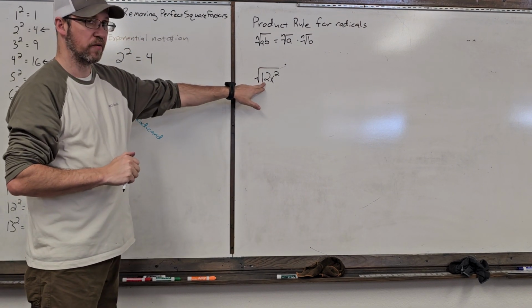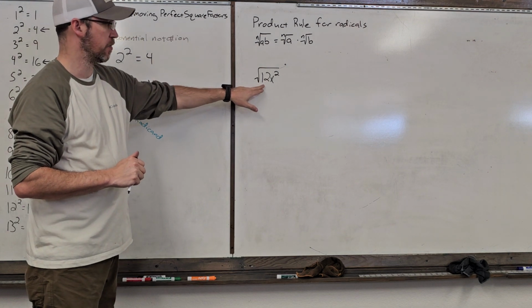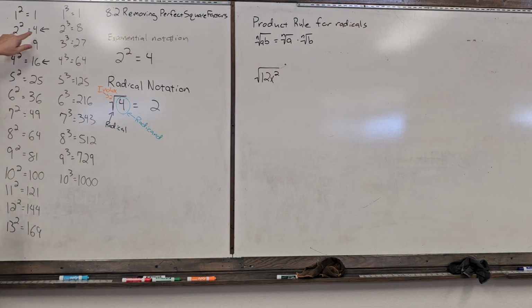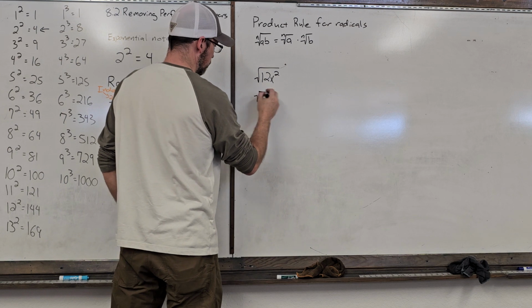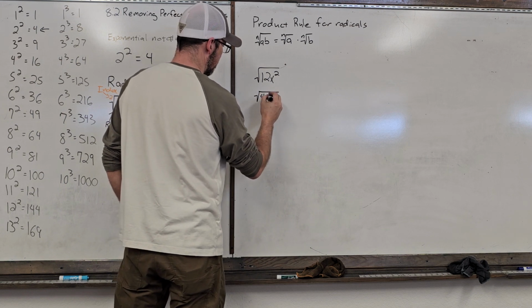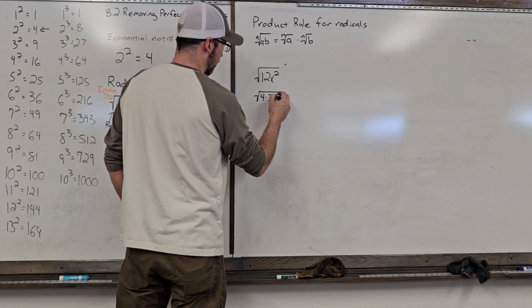I'm going to look at the 12 first. Is there a factor of 12 that is on the list of perfect squares? Again, I've got the 4. The 4 goes into 12. So that's the same thing as 4 times 3, and I still have the x squared.